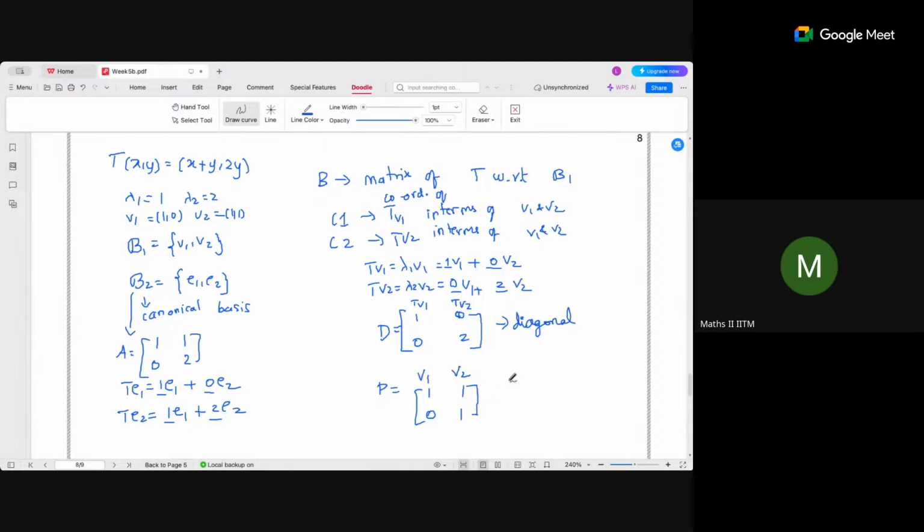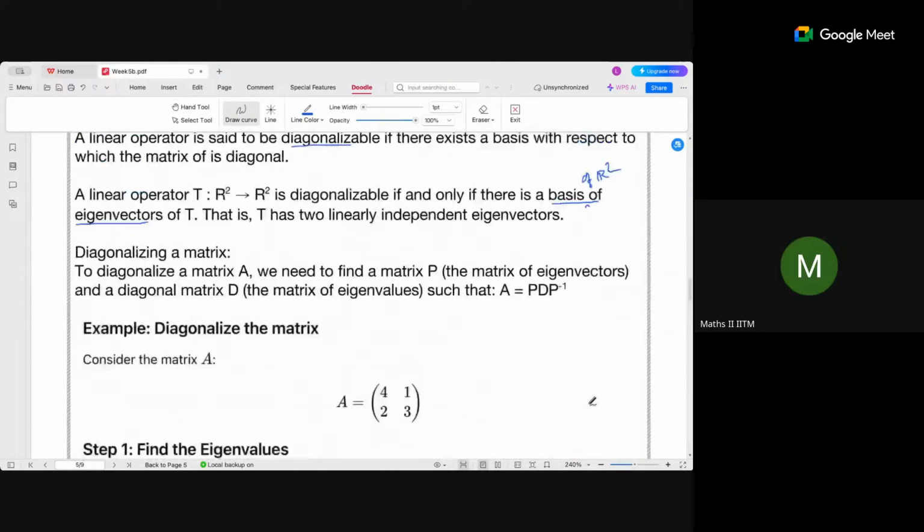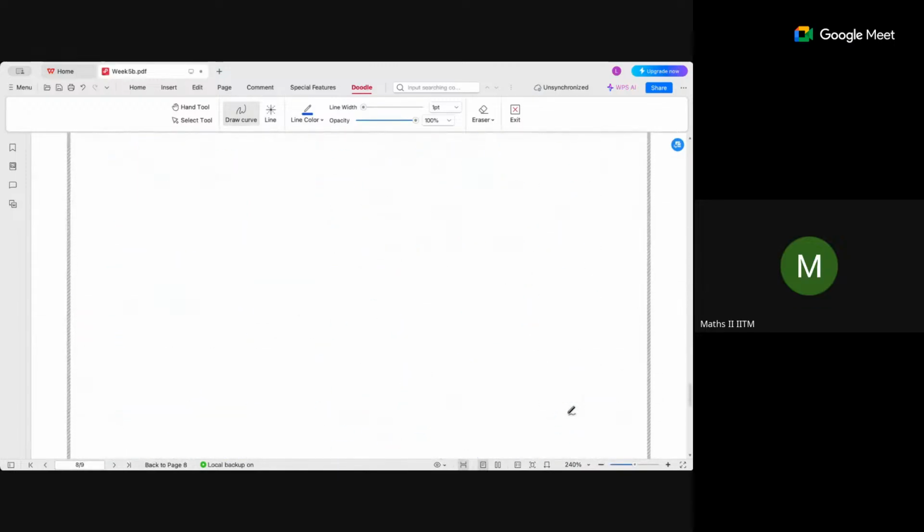Why does P inverse always exist? Because V1 and V2 are linearly independent. P inverse is always defined. Can you all quickly compute what P inverse is? Compute and tell me. 1, minus 1, 0, 1. Okay. So now what is the formula given to us? The formula we have is that A equals PDP inverse. Shall we verify whether we are getting that?